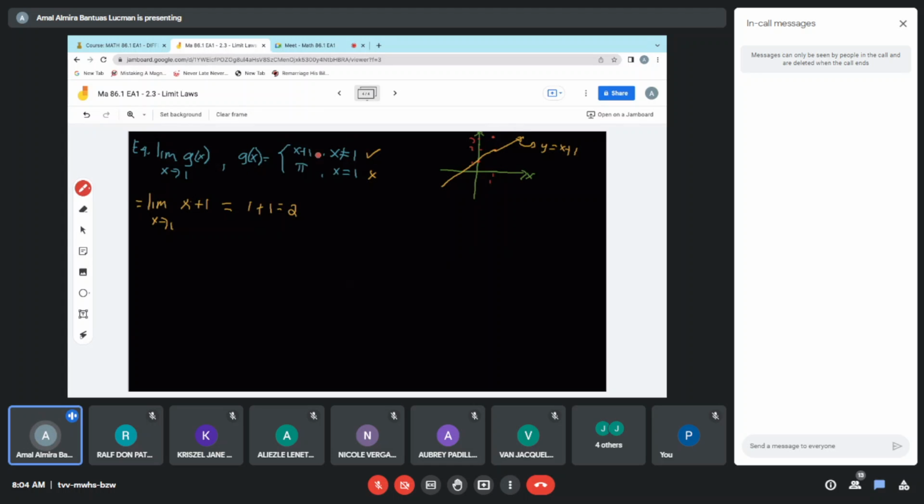But notice this one. When x is not equal to 1, this is a hole. So when x is equal to 1, it is equal to 3.14, pi. When x is not equal to 1, it is equal to this line. So this is a hole. So notice that as our g of x, as x approaches 1, the y is approaching 2. In other words, our limit is approaching 2.